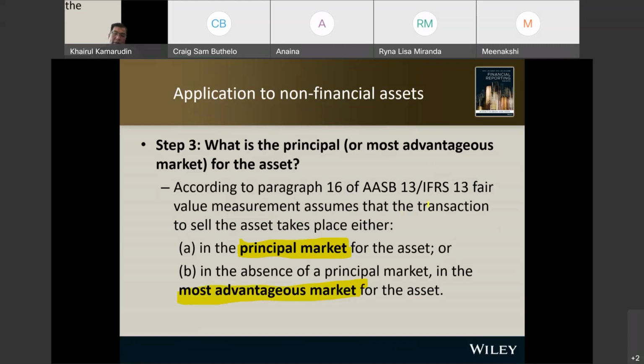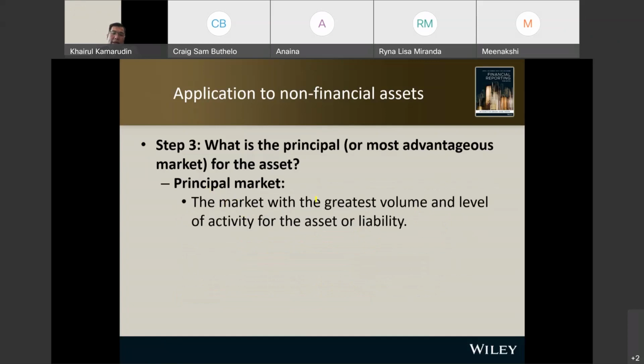For example, as I mentioned about selling a car, you can go to Bibizel, sell your car, maybe from your Facebook, Insta, or you can go to the second-hand car dealer and ask for the price. So you need to determine what is the principal market, how normally people sell their car in the UAE, in Dubai.